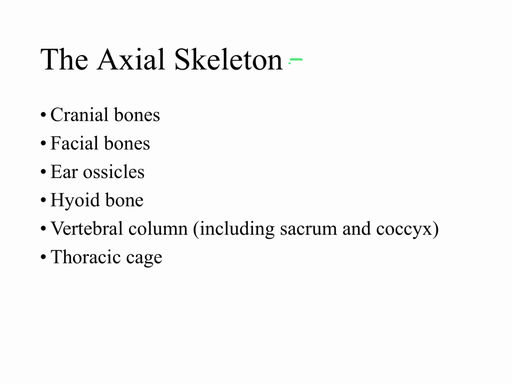The axial skeleton consists of 80 bones. We have 8 cranial bones, 14 facial bones, 6 ear ossicles, 1 hyoid bone, 26 bones in the vertebral column, and we have 25 bones making up the thoracic cage.